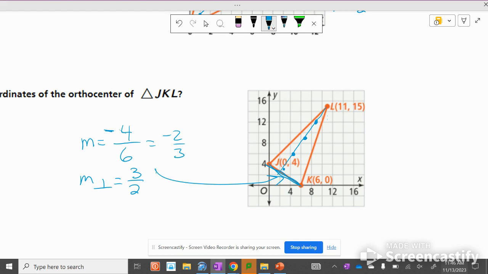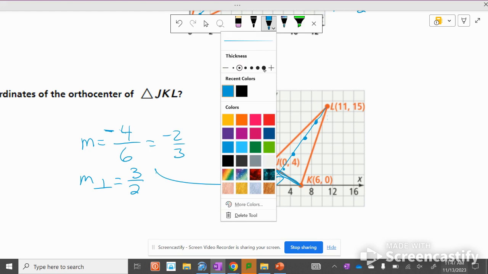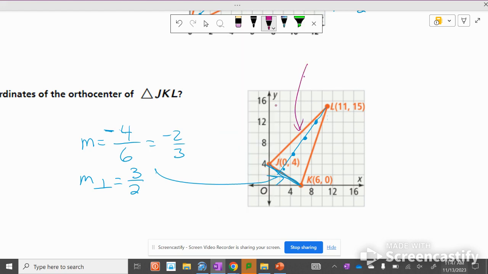Now, let's find the altitude of this side. Well, let's find the slope of this side. I'm going to go a different color so we can tell easier what's going on. So let me go purple. So this side, my rise is from 4 to 15 is 11. My run to the right, 0 to 11 is 11. So what's 11 over 11, Tyler? 1. So my slope of this line is 1. So the slope of the perpendicular line would be -1.